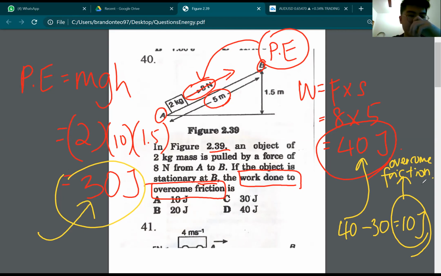So you can say that this 10 joules is the energy loss. But understand that when I say energy loss, it doesn't mean it suddenly disappears. It has been changed to heat energy to overcome the friction. So your answer is A, 10 joules, work done to overcome friction.